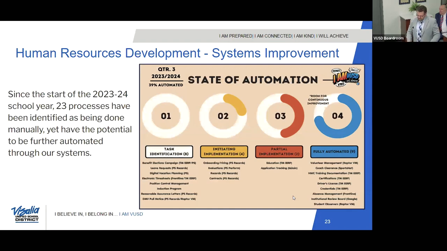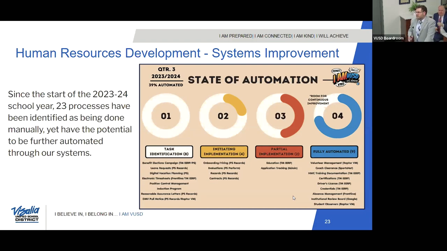The last thing I want to point your attention to is some new data. As many of you know, we've shared over the last 2 years with our team coming into human resources development, we've recognized that there are a number of systems that we really need to bring up to date and maximize and make more efficient, more effective. Since the start of this school year, we've identified 23 processes that are being done, we'll just say manually, right? They're paper forms, things that are being routed through, no longer triplicate, that's good, but still paper type, manual tasks.